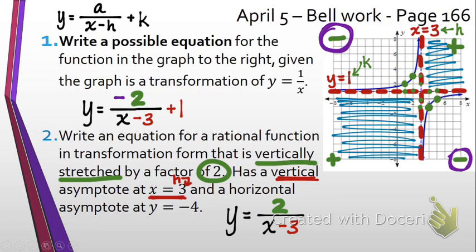Last but not least, do we have a k? Negative 4. So out at the back, I have minus 4.